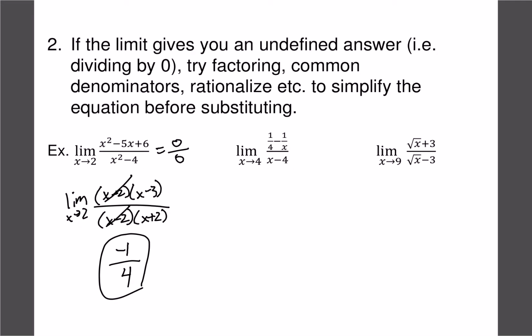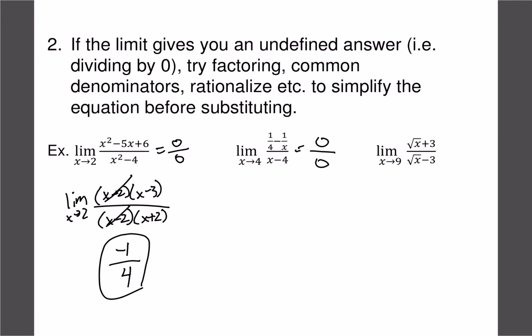So the next one, let's try this. If we plug in a 4, again, we get a quarter minus a quarter, so we'd have 0 on top. And x minus 4, 4 minus 4 would be 0 on the bottom. Again, we run into troubles. This one we can't really factor, but rationalizing or a common denominator in the top might work.